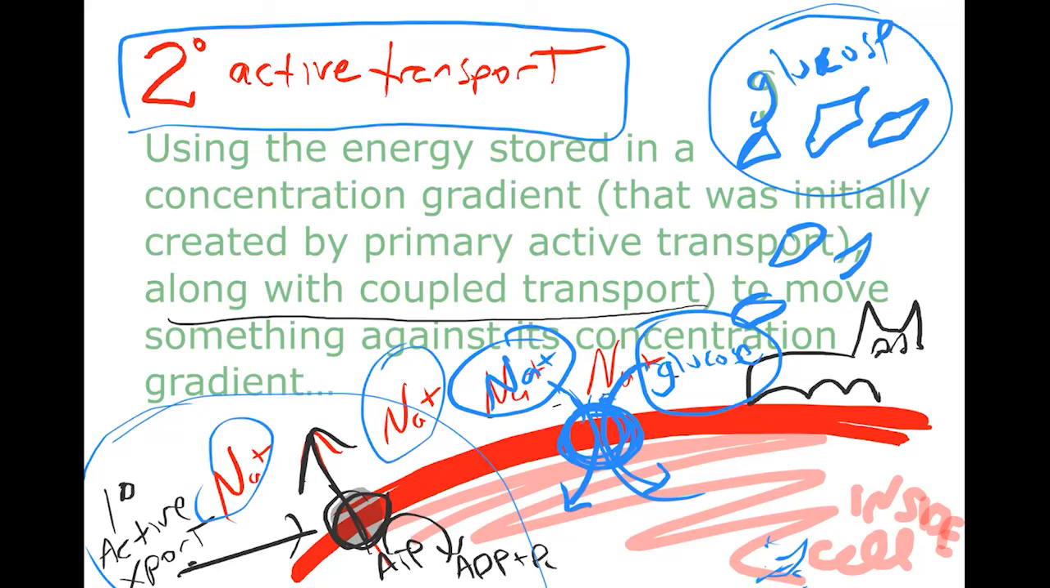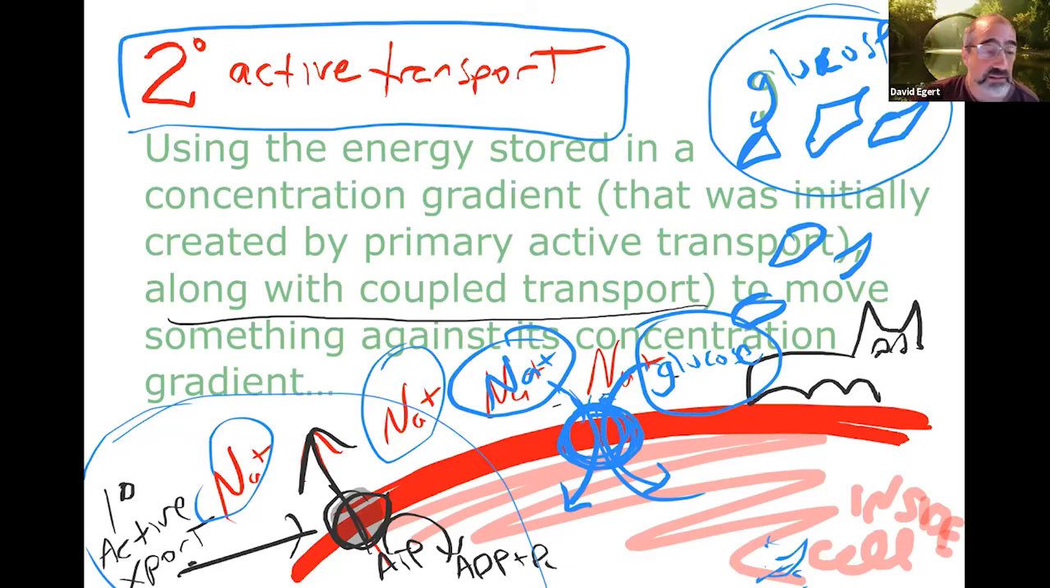So this secondary active transport cannot happen without the primary active transport, correct? In general, yeah, in general, something has to set up the gradient. Sometimes we're going to see there can be other things that set up gradients, but this is the typical situation. Something has to set up the concentration gradient. And then the energy stored in the concentration gradient is what drives the movement in secondary active transport. Okay, thank you.